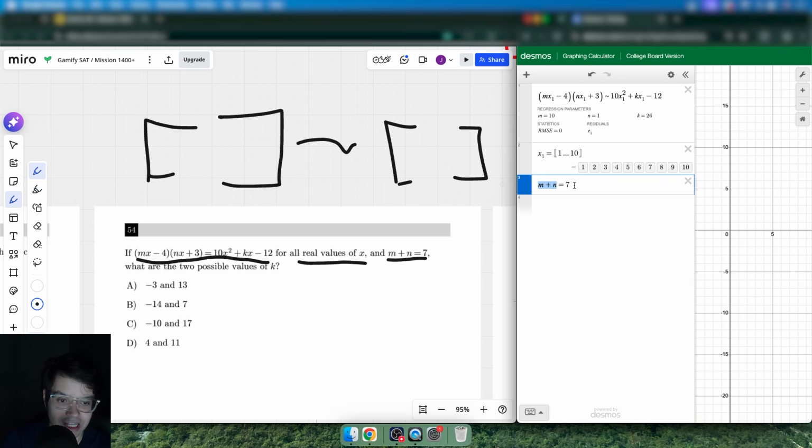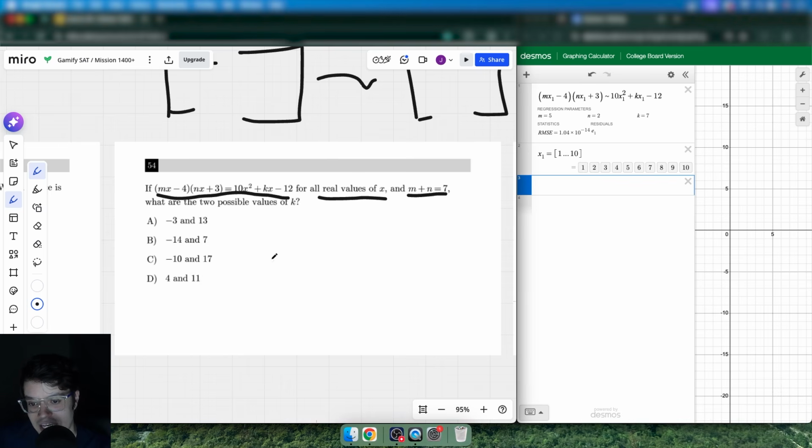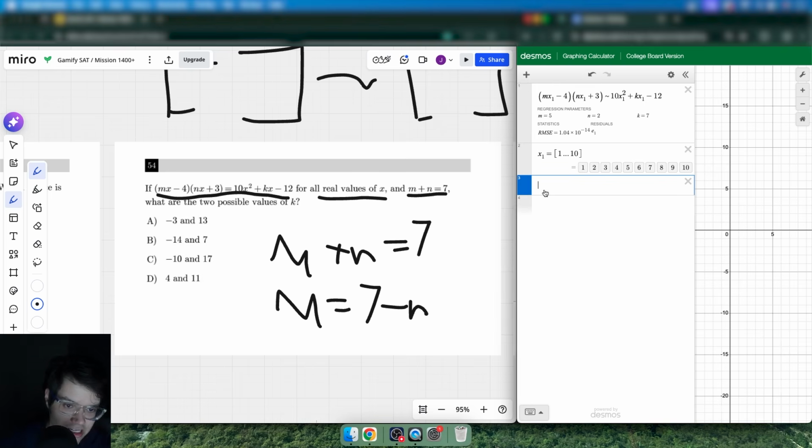They would want you to say something like m equals 7 minus n. They just want you to have one variable alone on each side. So the one thing I have to do for this is say m plus n equals 7. And if you're familiar with basic algebra, that's not in the scope of this video, but according to those rules, I can just say m equals 7 minus n, because we're subtracting n from both sides. So now I can just say here, m equals 7 minus n.